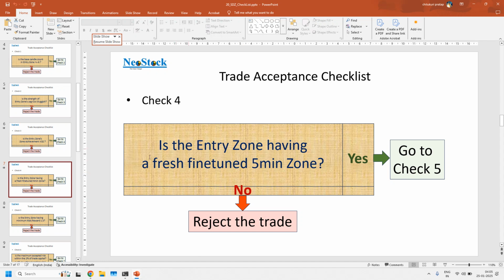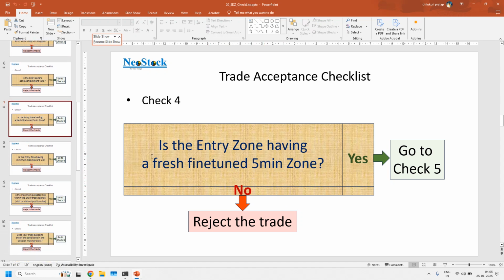But remember, this is a very important slide. If a fresh fine-tuned 5-minute zone is not there, there are higher chances the zone might be violated. Many of you are ignoring this point, directly taking the trade. Finally, your trade will be stopped out and you will be having a question mark why the zone is violated. Okay, it's very important. Next, checklist item 5. This you have to do manually on your charts. Software doesn't filter this. We have to analyze the chart.